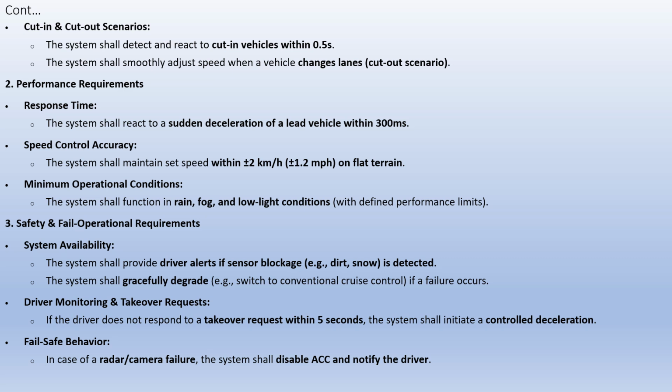System availability. The system shall provide driver alerts if sensor blockage is detected. So if any sensor, like a radar or camera, is blocked, then the driver should be informed about it. The system shall gracefully degrade if a failure occurs. Switch to a conventional cruise control.